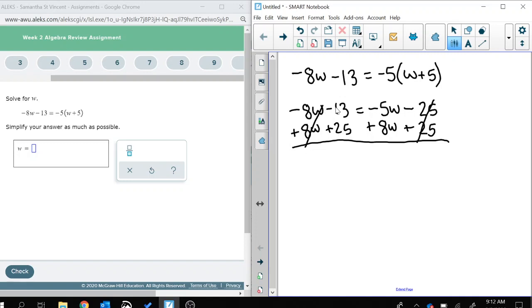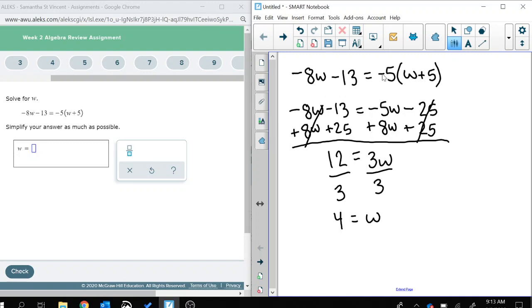So I have 25 minus 13 or negative 13 plus 25. They mean the same thing. So this side is 12 equals 8w minus 5w, which would be 3w. And then I can divide both sides by 3, and w would equal 4.